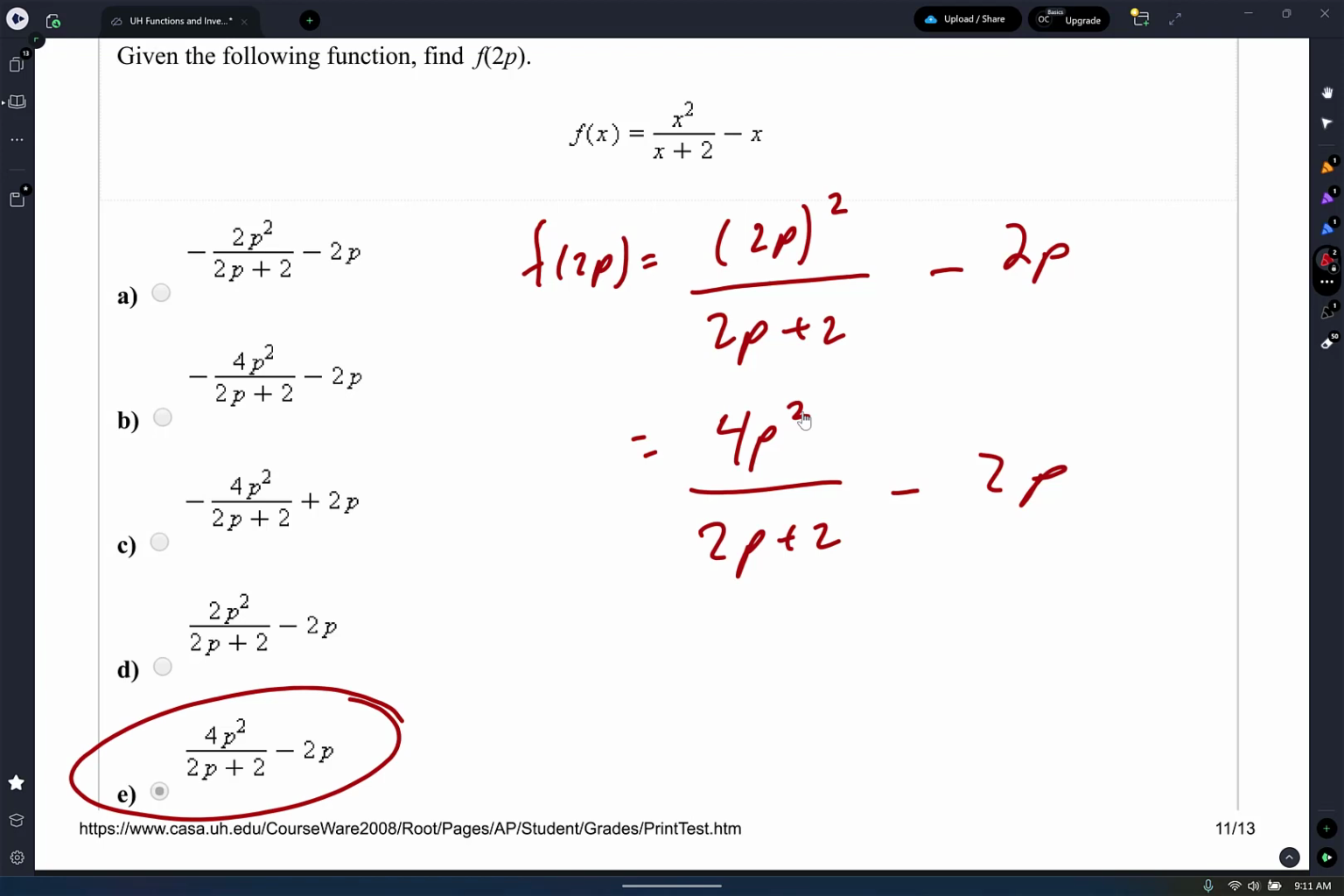Oh, because it's 2p quantity squared. So the law of exponents. Whatever you have there, this 2, I'll write it here on the side. That 2p squared means 2 squared p squared. And then 2 squared is 4. See? Does that make sense?